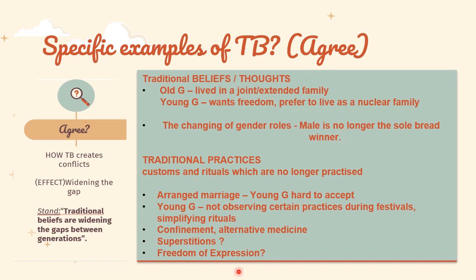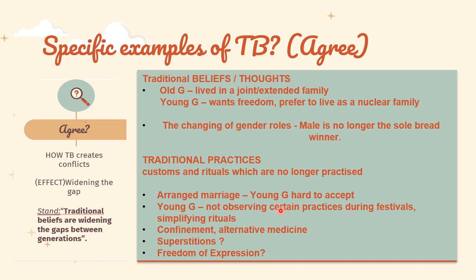Okay, next. Just now it was about beliefs or thoughts, or it could be more traditional practices. It could be some customs or rituals which are no longer practiced. The old generation want it to be practiced by the young generation, but the young generation find it hard to accept. Such as arranged marriage. Young generations here might not observe certain practices during festivals. They simplify rituals. For a wedding ceremony, for example, they don't like this tepung tawa, some kind of ritual that has been practiced by the old generation.